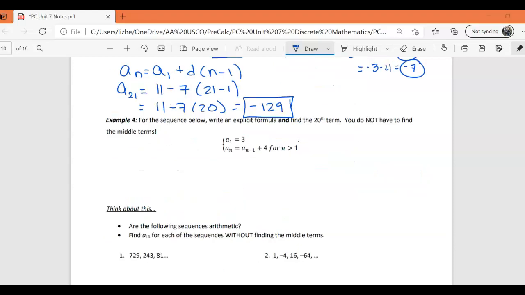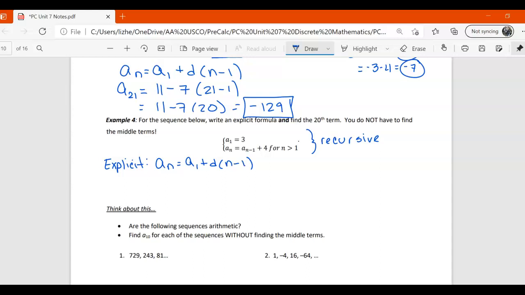Okay, example 4. For the sequence below, write an explicit formula and find the 20th term. You do not have to find the middle terms. Okay, so this sequence is in recursive form. And so we need to turn that into explicit. And so remember, explicit is this form. a_n equals a_1 plus D times n minus 1.